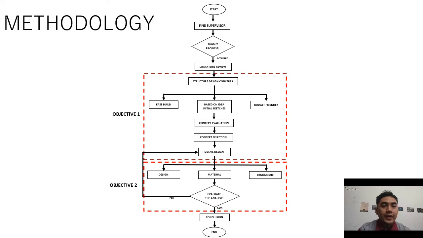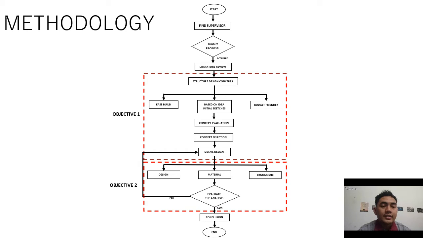Methodology. First, I find the supervisor and submit the proposal. If accepted, I will do the design concept with three criteria. We have three criteria. First, easy build. Two, based on the idea initial sketches. And three, budget friendly. With that, I will do the concept evaluation and concept selection.